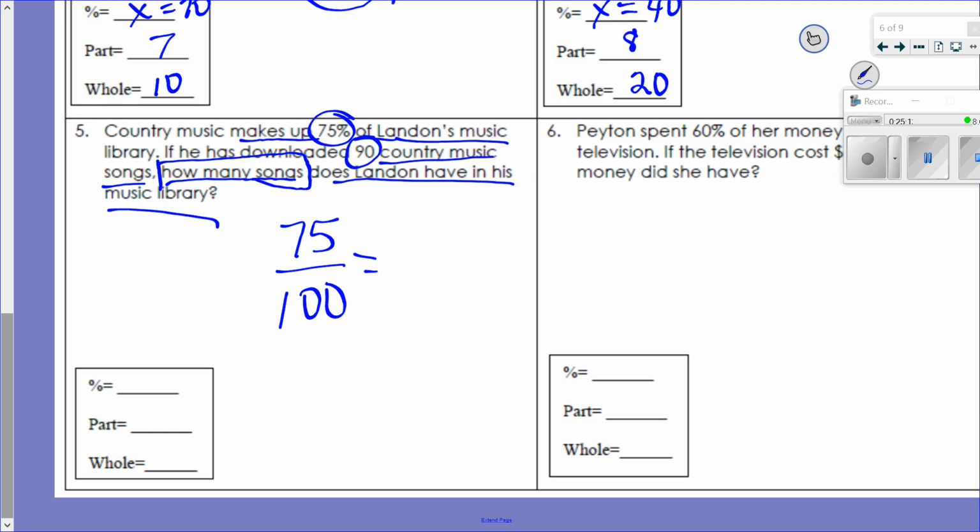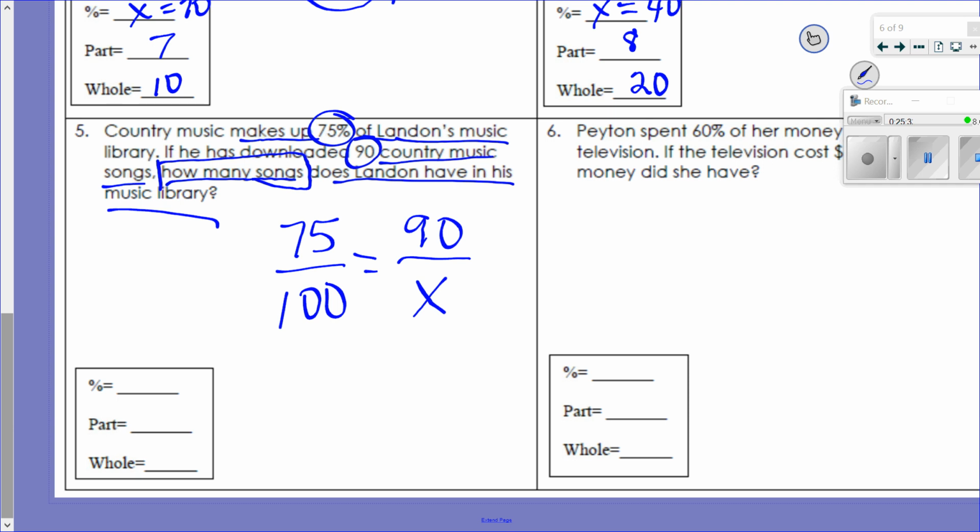And his whole music library, right? Okay, so the question is, how many songs does he have in his whole library? We don't know that. We don't know the whole. Okay, now what?